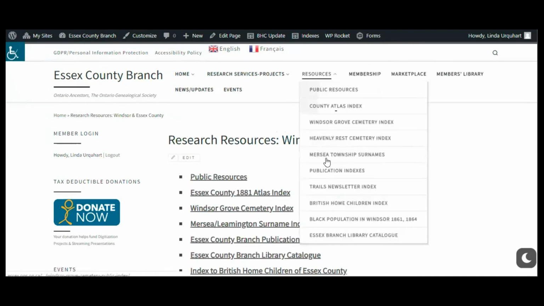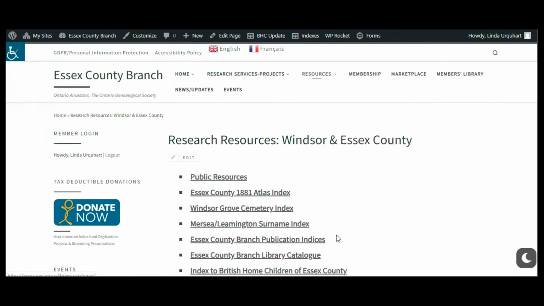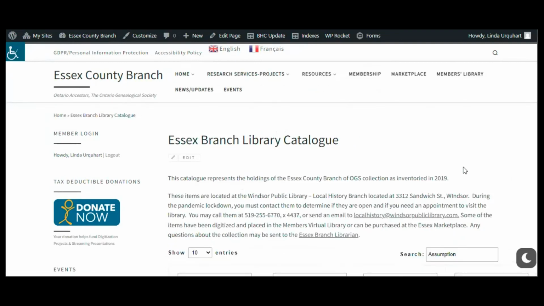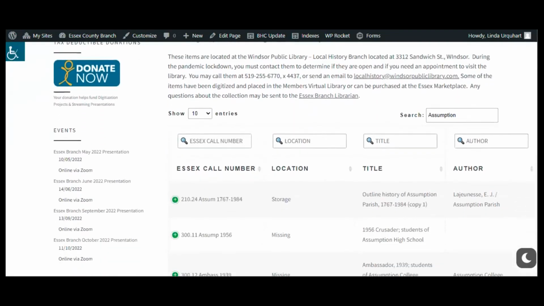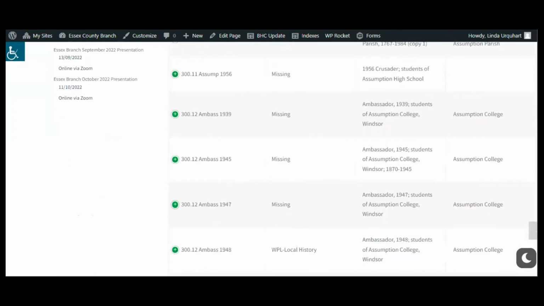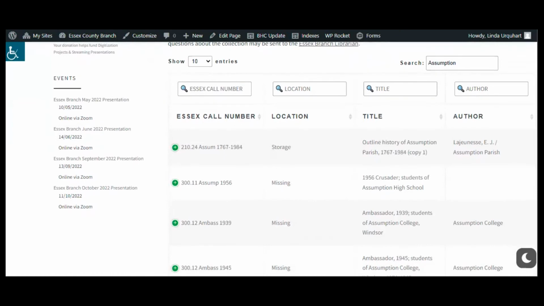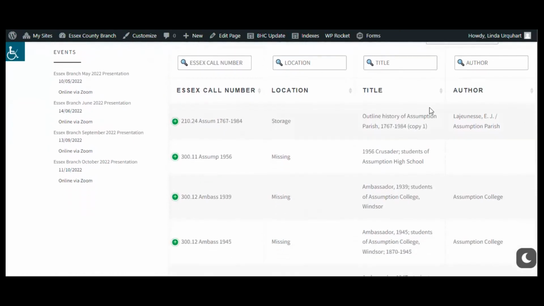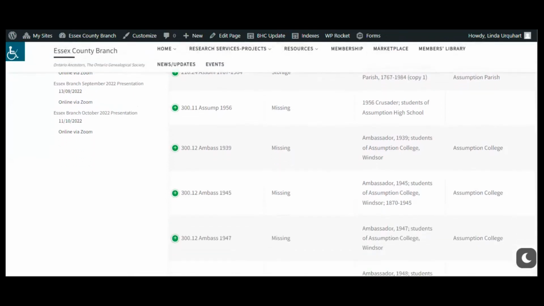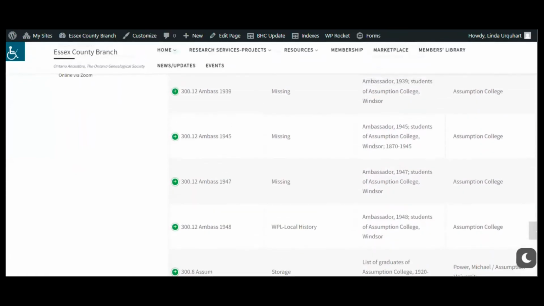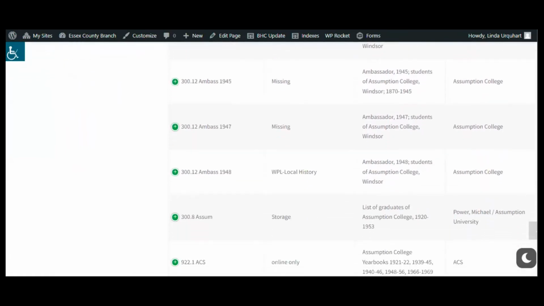And the last one on this resource tab is the Essex Branch Library Catalog. So if you are looking for information, whether or not the library has information, for example, I've done a search on Assumption to see what we have in the library, and what this is going to give me is anywhere the word Assumption appears in either the call number or the title or even the author. It will also give you the location of where you can find whatever the publication is, and you can see some of them are missing, which is unfortunate, but at times this happens.